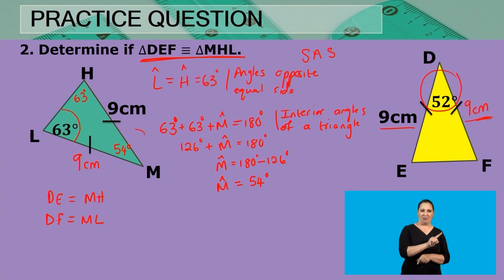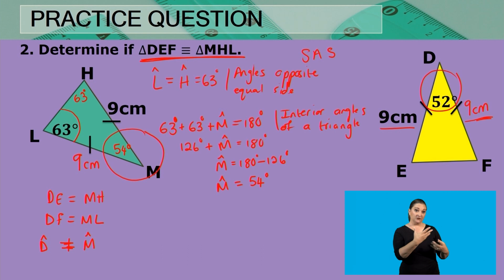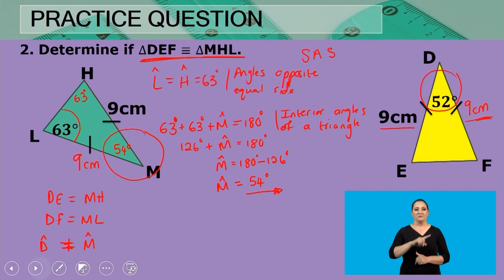But if we look at the included angle between those two sides, we have angle D as 52 and angle M as 54. So we can see that angle D is not equal to angle M. And because of this, triangle DEF is not congruent to triangle MHL. Why? Because if we look at the given information or the information that we calculated, we can see that the conditions for congruency are not met. Let's go over to the next one.